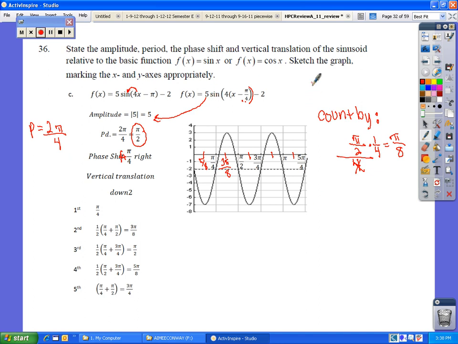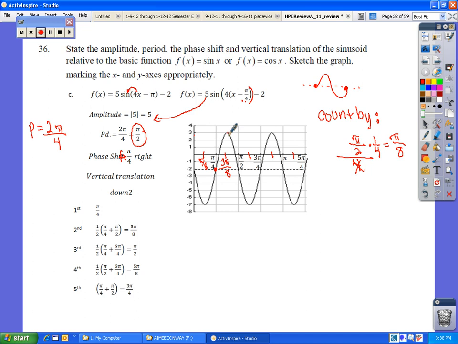So you know that it's going to look like this: here's your midline, and then it's going to start, go up and come back down, and then back up to the midline. So it's going to look like that. This is a phase shift pi over 4, and then it's vertically translated down 2, so your midline becomes -2. Since your amplitude is 5, you count up 5 and you count down 5, and that's how you get the top and bottom of the function. So now I'm going to start it at pi over 4 on the midline because I know my sine function starts on the midline, and I start at my phase shift of pi over 4.